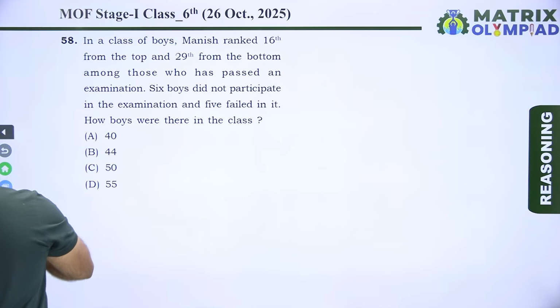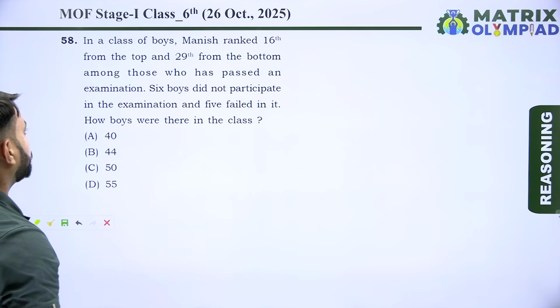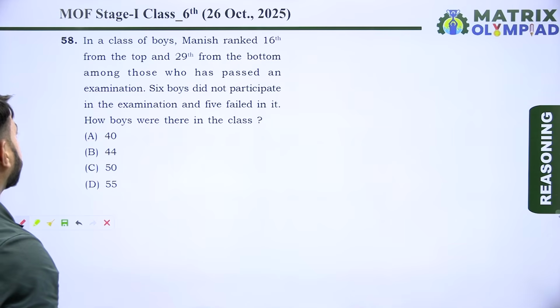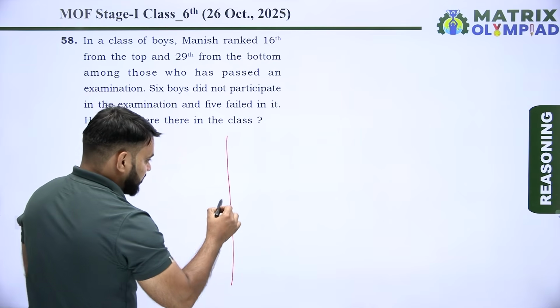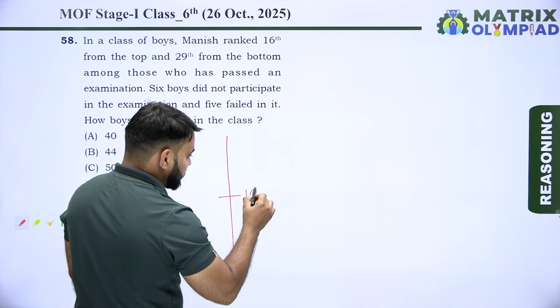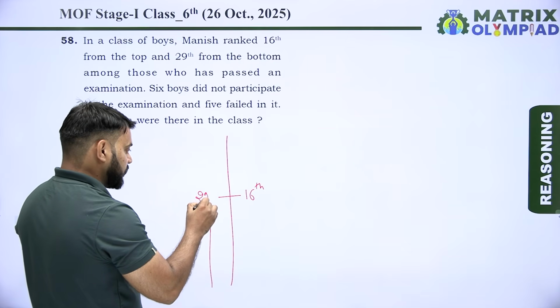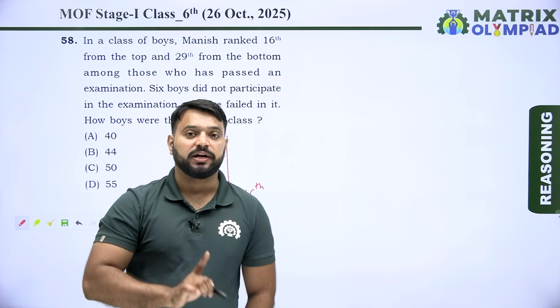So now the next question is question number 58. In a class of boys, Manish ranked 16 from the top and 29 from the bottom. Among those who have passed an examination, 6 boys did not participate in the examination and 5 failed in it. How many boys were there in the class? In a class, rank of Manish is 16 from the top and 29 from the bottom. Who has passed the examination only?